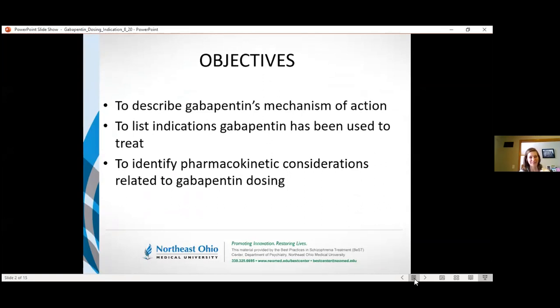Just to clarify, we're not covering any of the misuse, abuse, diversion, stigma stuff this time. That'll be at a different echo a little bit later on.